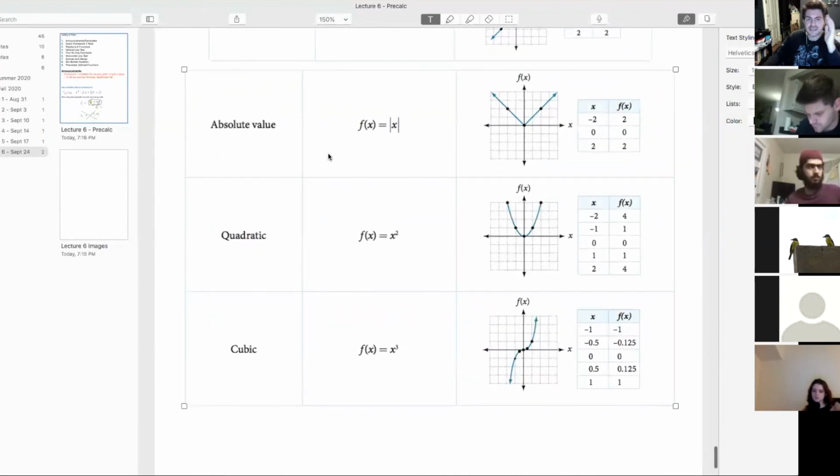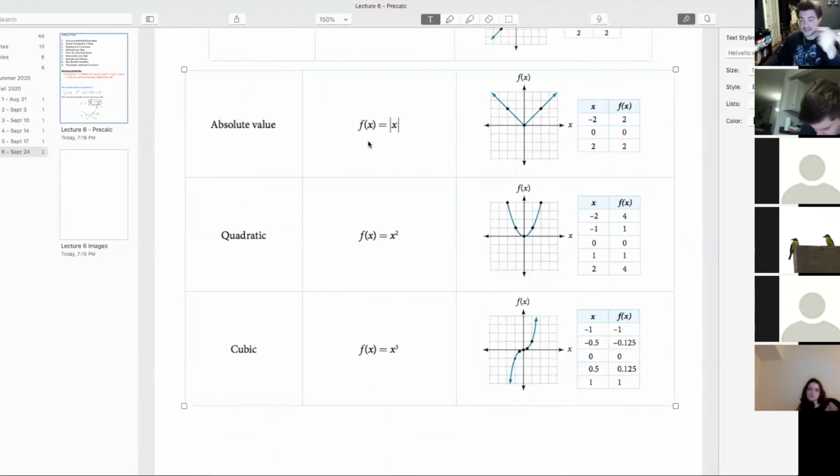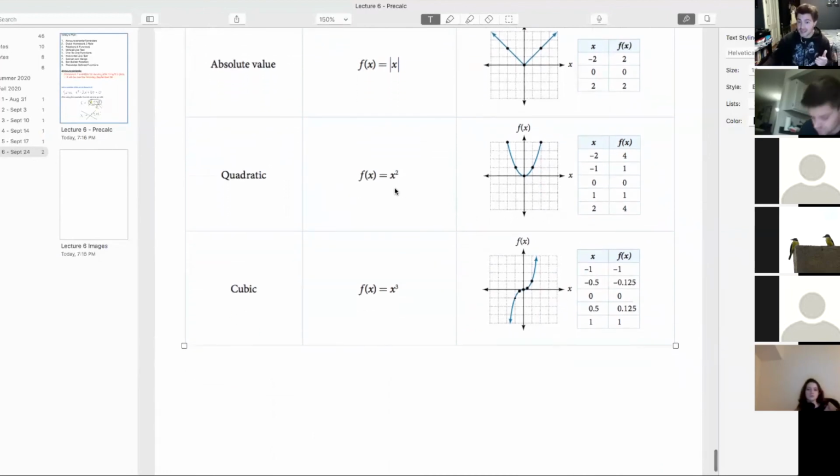Okay, we also have the absolute value. It takes in a number and returns its distance from 0. Essentially, it just gets rid of the minus sign if there is one. So if you plug in -2 into this guy, you get back 2. Okay, we have the quadratic, which is x squared. It looks like this.